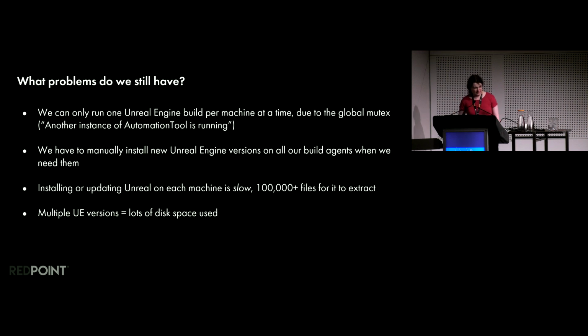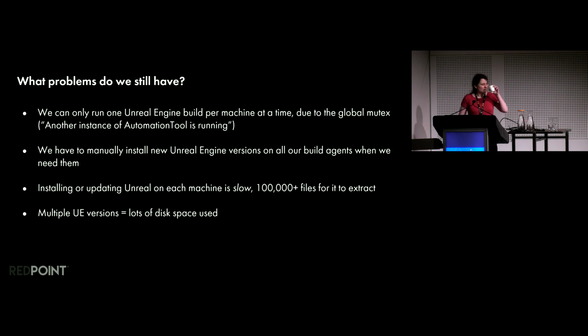What problems do we still have? There's always more problems. With this setup, we can only run one Unreal Engine build per machine at a time due to the global mutex. If you've ever run into "another instance of automation tool is running", you will know this issue. We also have to install new Unreal Engine versions on all of our build agents when we need them. So if we upgrade the engine in our studio, we're going to have to go to every single build machine and install the new version of Unreal Engine on it, and that's going to be time consuming.